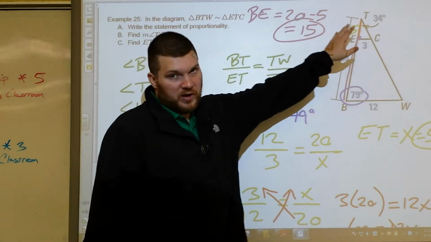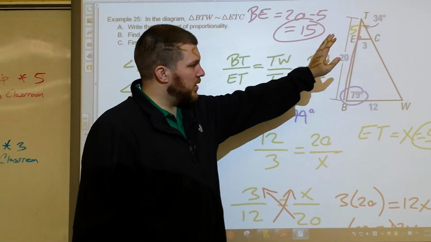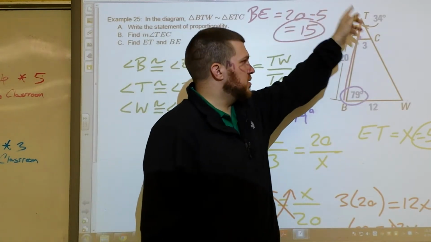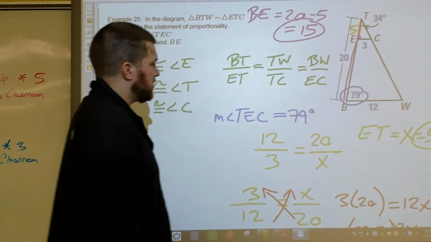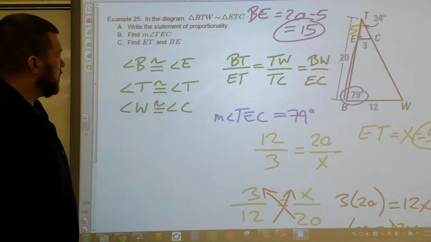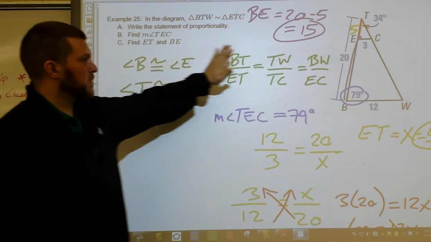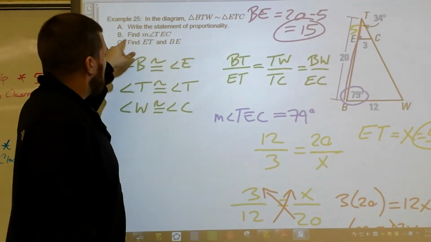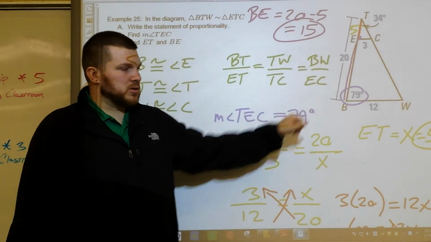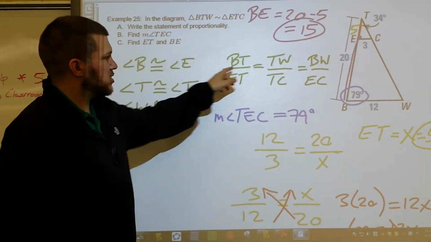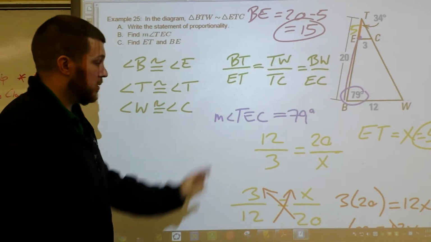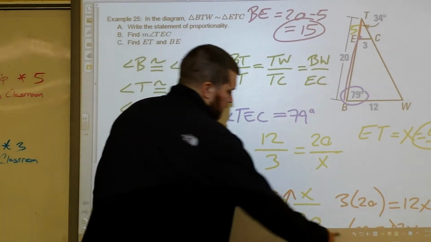So again, as you find the information in your picture, you want to plug it in because it's like a jigsaw puzzle. The more pieces you put in, the easier it gets to solve. And we've done every single part. Part A, we just wrote the similarity statement. Part B was pretty easy because the angles are congruent. And part C, we just used the proportion that we made in part A. Plugged in and subbed in cross multiplication. Not too bad.